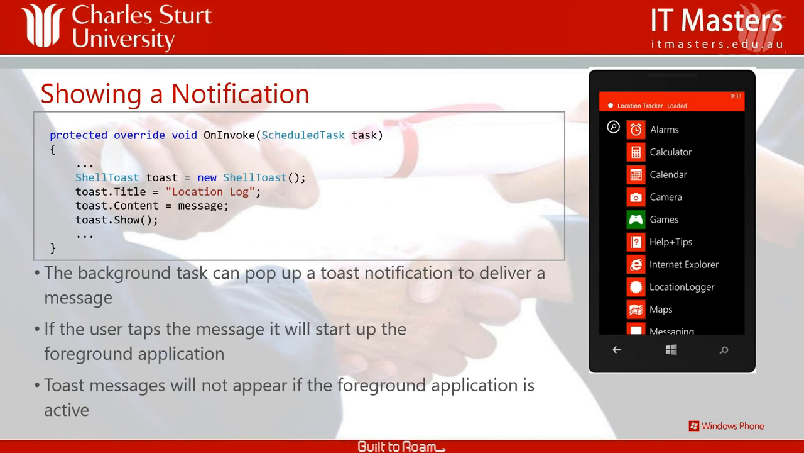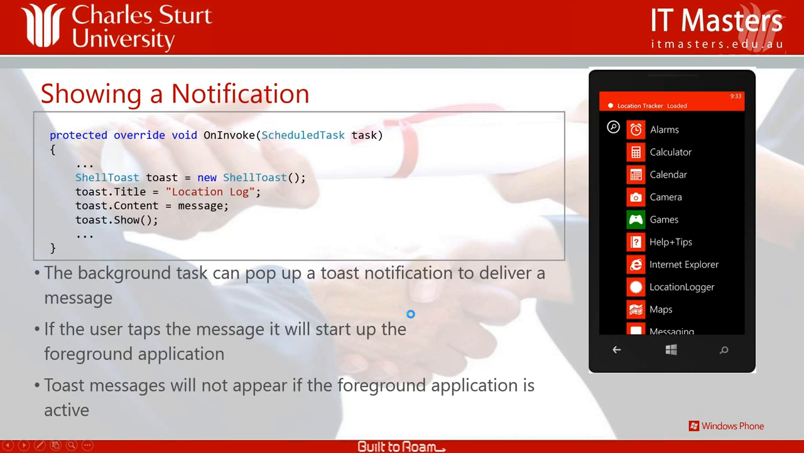So, for example, here in the onInvoke method, we're showing a local toast notification. So, using the shell toast API, creating a new toast, and then invoking the show method. And you can see that that's going to appear across the top of the device. The user clicks on there, and it'll actually launch your foreground application again.